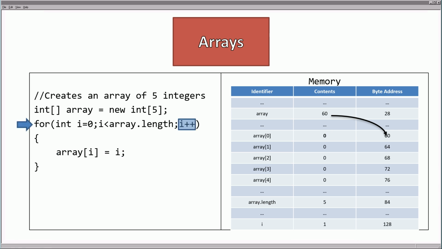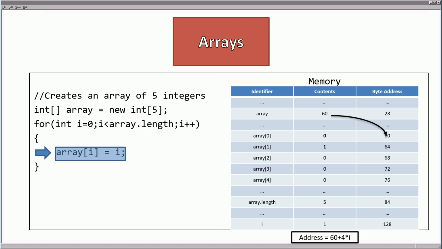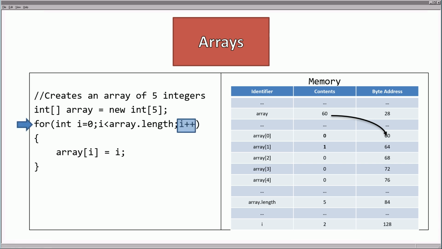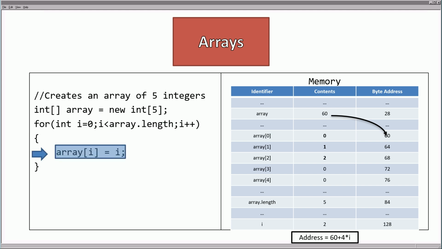Then we increase I by 1, and now I becomes 1. Then we check this again. 1 is less than 5, so we enter the body of the for loop. Now, as we can see right here, array is at index 1. 1 times 4 is 4 plus 60, which is 64, which assigns this value here, which is 1, to the value of 1. Then we increase I by 1. Now 2 is less than 5. Array at index 2 is assigned the value of 2.